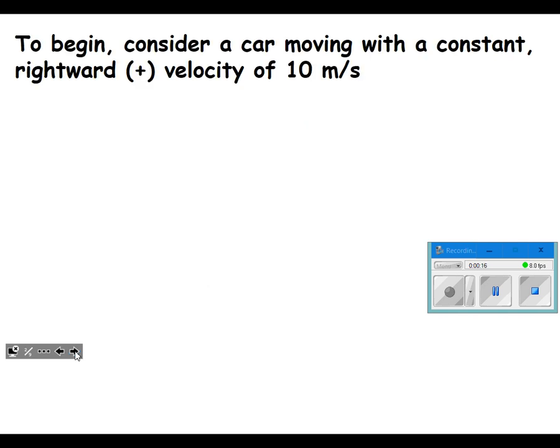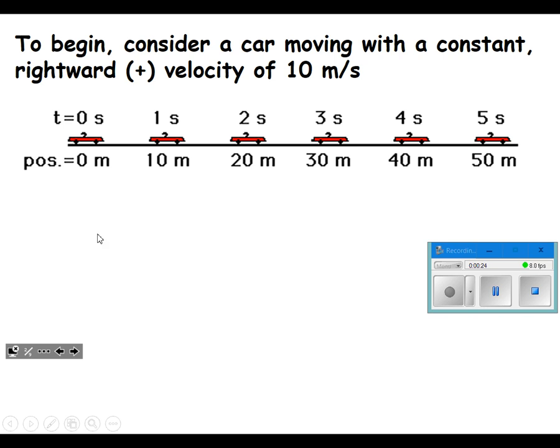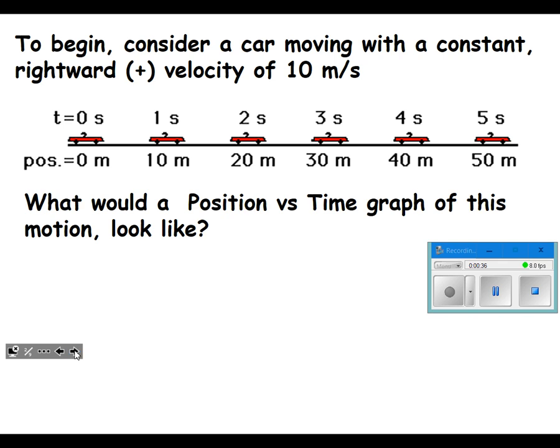So to begin, consider a car moving with a constant rightward velocity of 10 meters per second. So we have our little car here, and after 1 second it's gone 10 meters, and after 2 seconds it's gone 20 meters, after 3 seconds it's gone 30, and 4 seconds it's gone 40, so on and so forth. So what do you think a position versus time graph of this motion might look like?